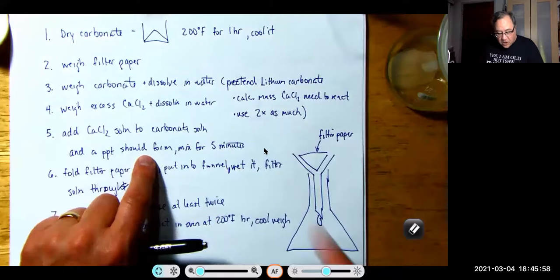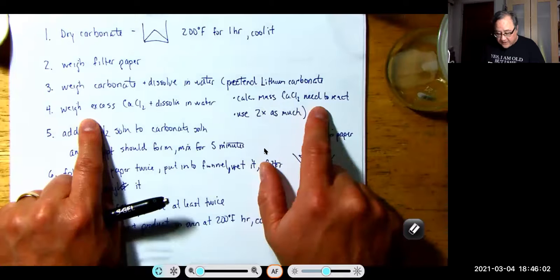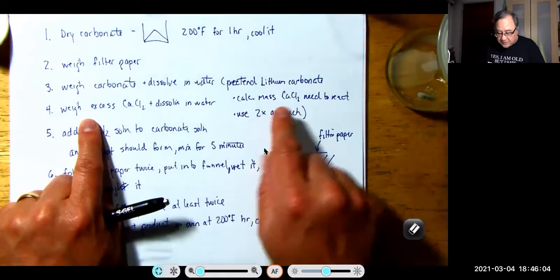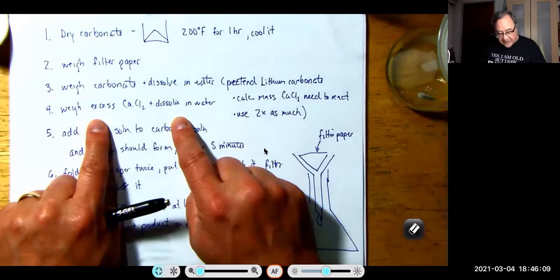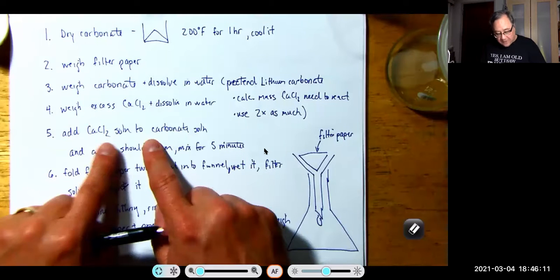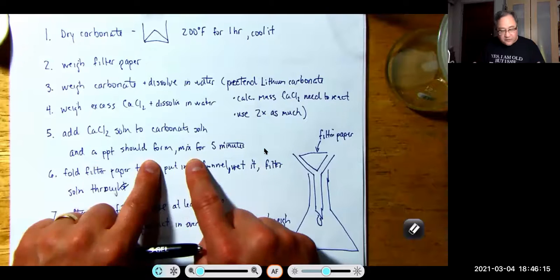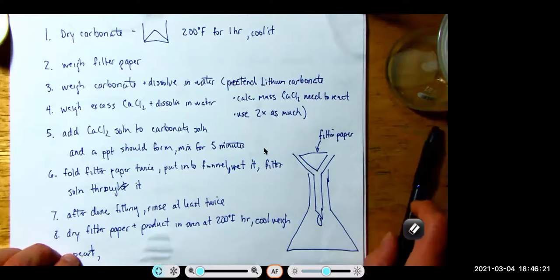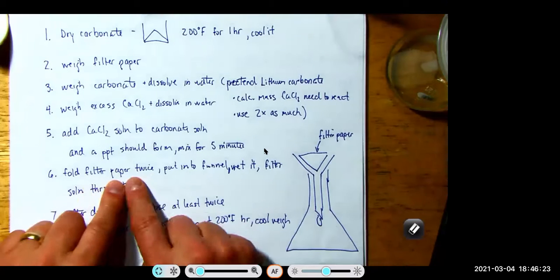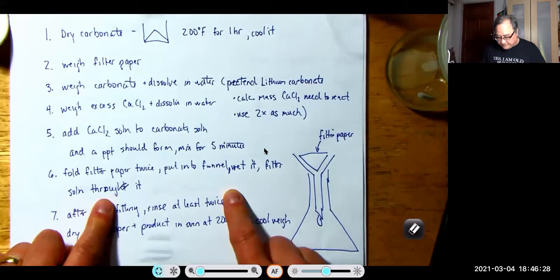Pretend you have lithium carbonate and calculate the mass of calcium chloride you would need to react with it, but use 2 times as much because you want this in excess. Add the calcium chloride solution to the carbonate solution, and a precipitate should form. Mix for 5 minutes or let it sit for 5 minutes so that the precipitate forms fully. Fold your filter paper twice, put it into the funnel, wet it, and filter the solution through it.